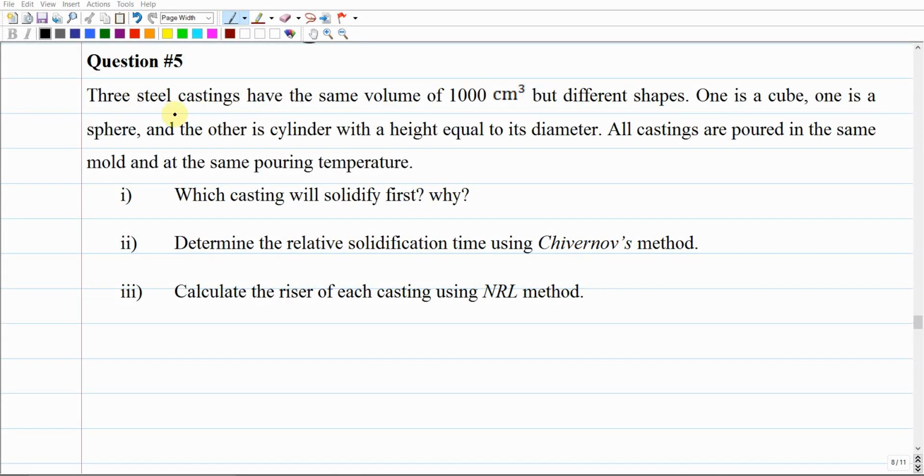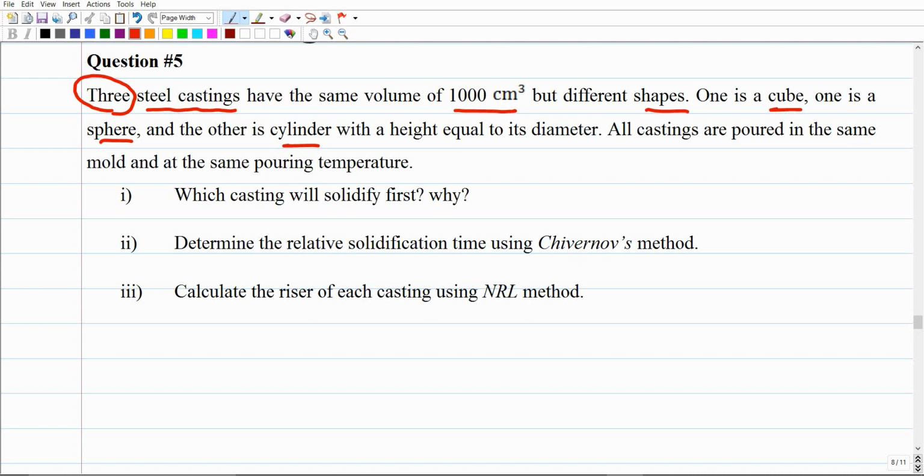Now let us consider this example, question 5. Here, 3 steel castings. So the castings are made of steel, and there are 3 different castings. So 3 steel castings have the same volume of 1000 centimeter cube. So all the castings are identical in one thing, in that they have the same volume of 1000 centimeter cube, but different shapes. One is a cube, one is a sphere, one is a cylinder. So we have 3 castings.